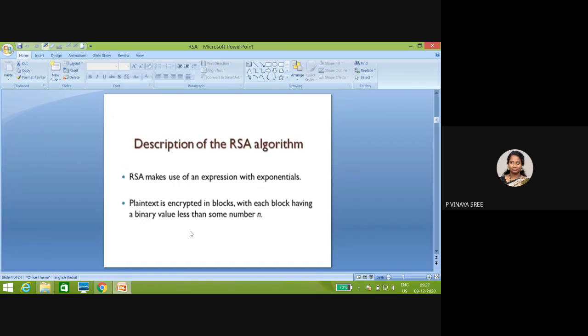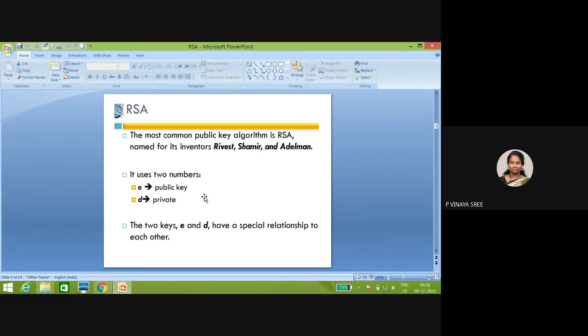Just now I said that each block has a binary value less than some number n. This n will also be shared so that the sender will decide the plain text size. It should be less than n. So the two keys are E and D: D is the private key, E is the public key.